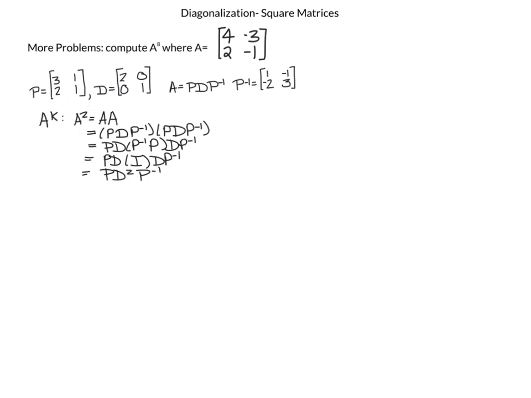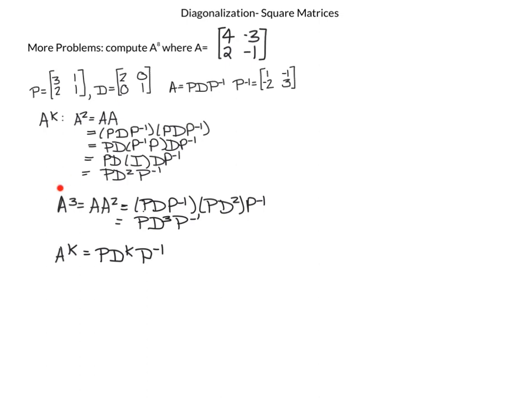So A squared is A times A, and I'm going to plug this P, D, P inverse in for A. So I have P, D, P inverse times P, D, P inverse. This is our A times A. Then again, matrix multiplication is not commutative, but it is associative. So I can do the P inverse P multiplication first, and that becomes I. So then I'm just left with P D squared P inverse.